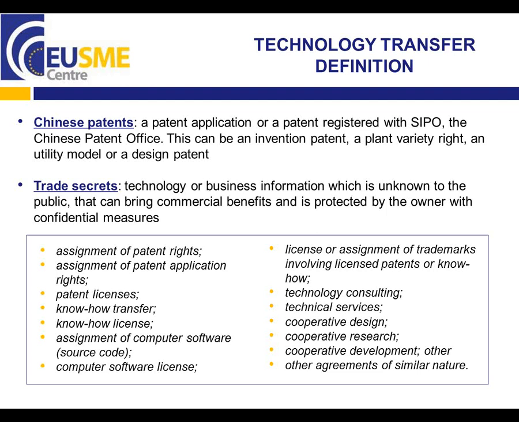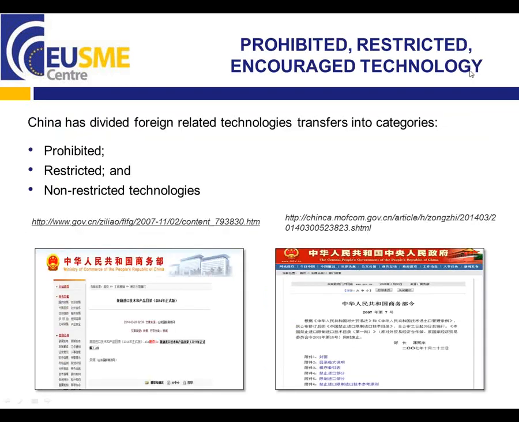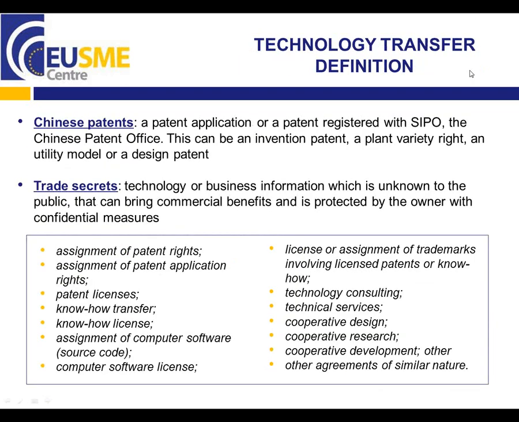So I gave some examples of technology transfer agreements for your understanding. It can be assignment of a patent, but also assignment of computer software, so the transfer of the source code. It can be cooperative design and research, and the definition is very broad.